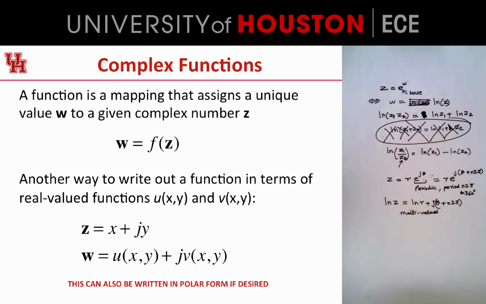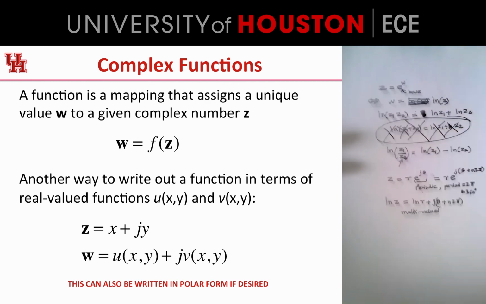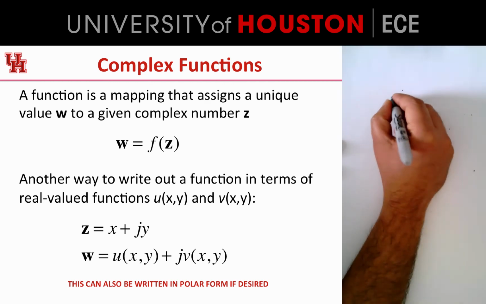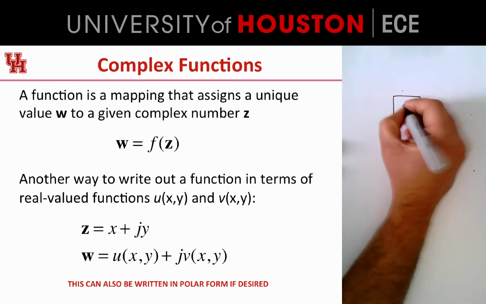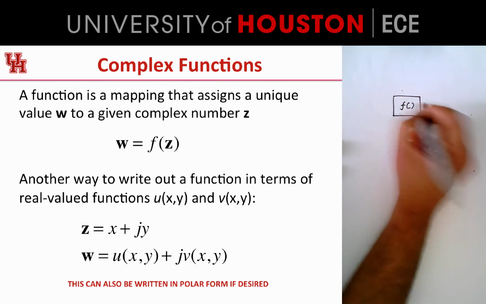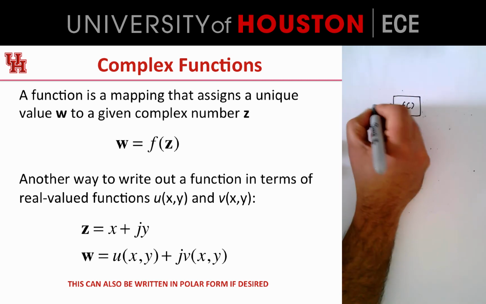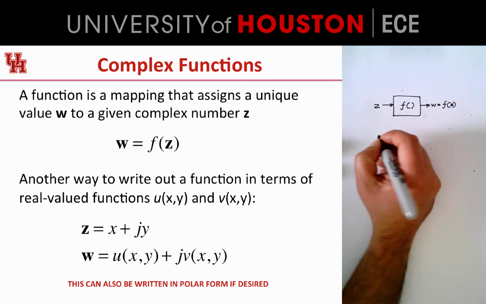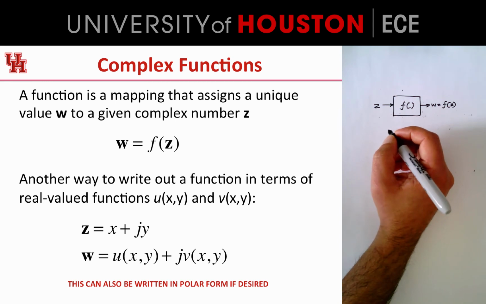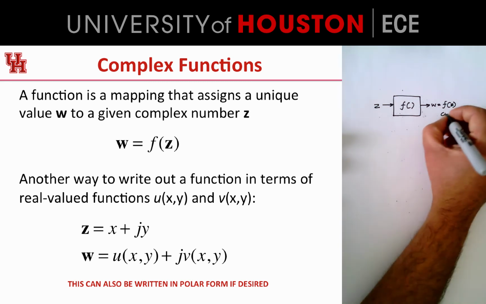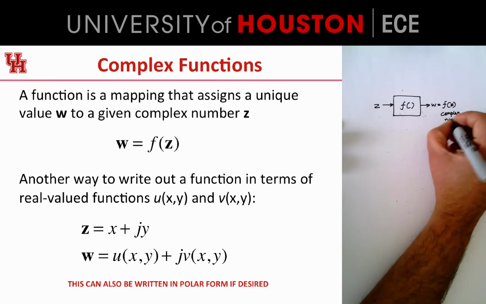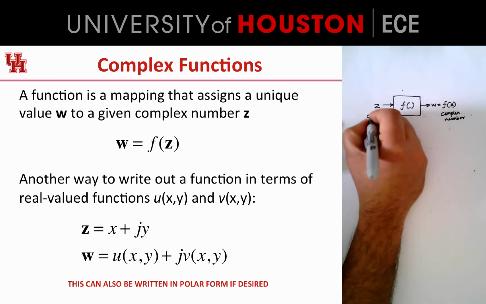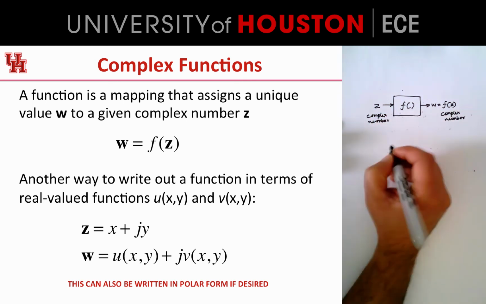Now, a complex function, let's go back to some of the language we developed a little bit earlier, can be thought of as a processor, right? Think of it as a box. So you got the function f, and the input to this box is z, and what comes out is w, which is f of z. So if you think of it this way, what comes out is a complex number, and what goes in is complex. So this is a complex function.